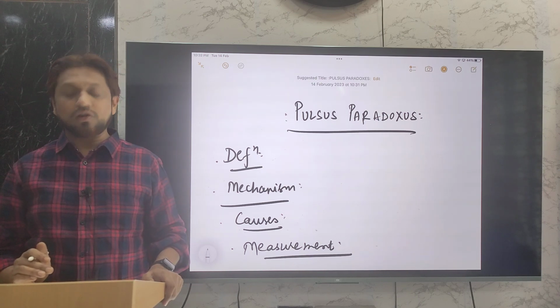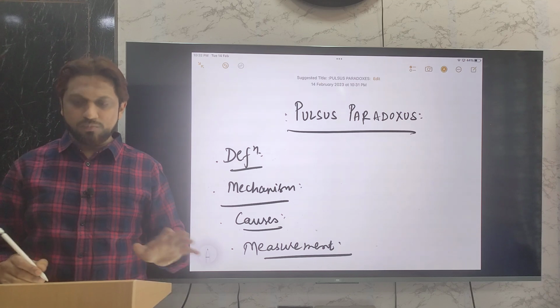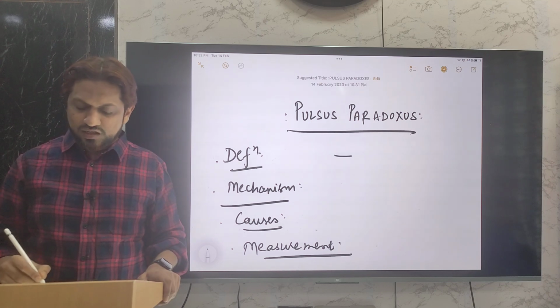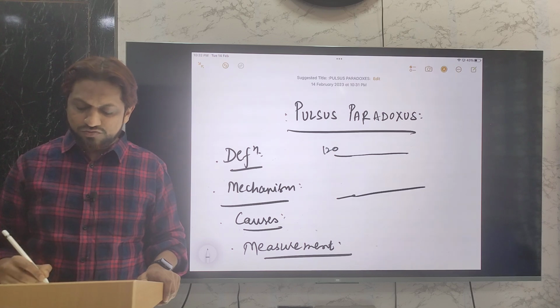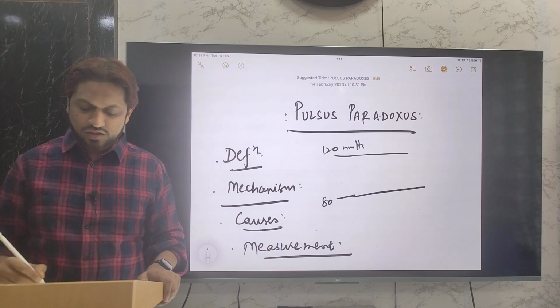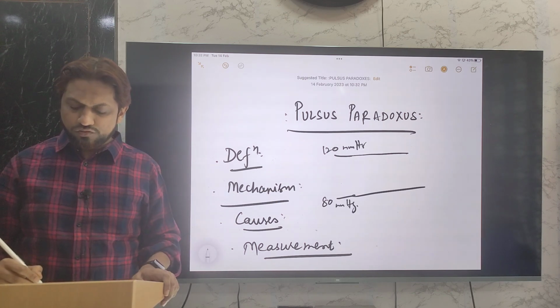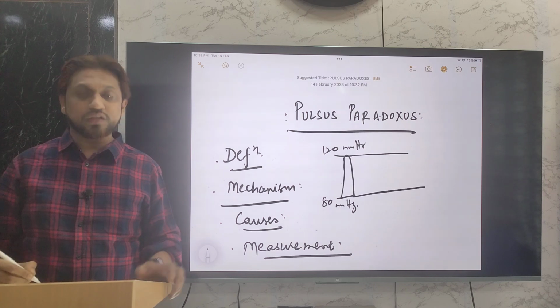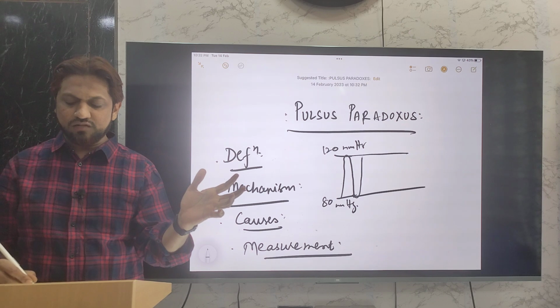But what is the definition of Pulsus paradoxus? To make this point more clear, I'll just give a background before that. So generally, normal blood pressure, systolic and diastolic blood pressure, systolic is considered as 120 millimeter of mercury, and diastolic as 80 millimeter of mercury, right? So generally, systolic blood pressure 120, then diastolic in the cardiac cycle it will come to, when the heart relaxes, it is 80, then again 120, 80.